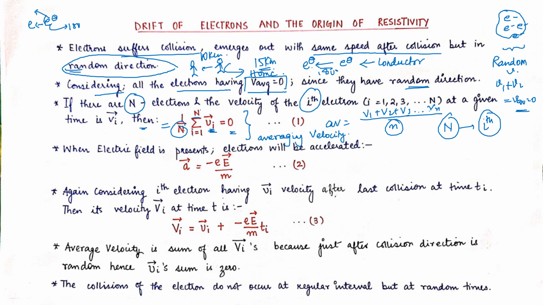Now next is when we have applied the electric field. When an electric field is present, all the electrons will be accelerated. Just see, these electrons are randomly showing motion in this conductor. Now if I apply an electric field in this direction, this negative electrode will repel our electrons, whereas the positive electrode will attract our electrons. So in this case we will see acceleration of these electrons.